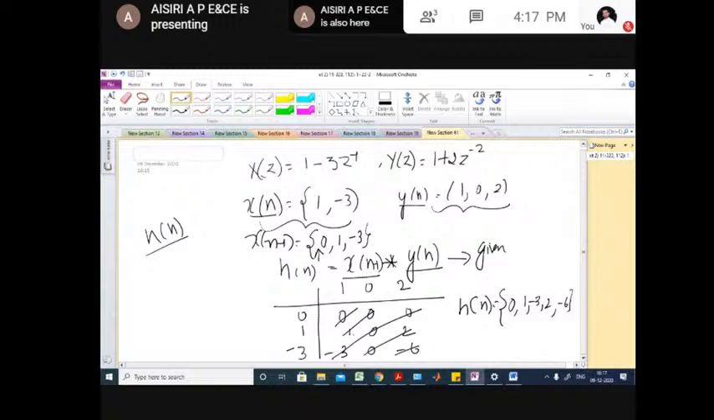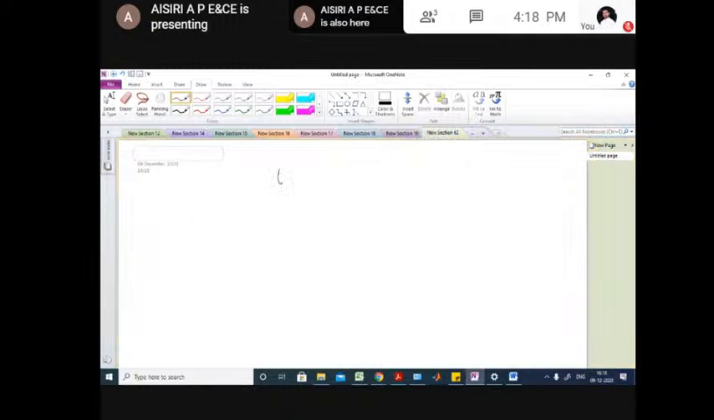But what is the input? The question is to find the output of the system when the input delta of n minus 1 is applied. So the input is now replaced with delta of n minus 1. So I can modify the system output as h of n convolved with delta of n minus 1, because this is the input to the system.